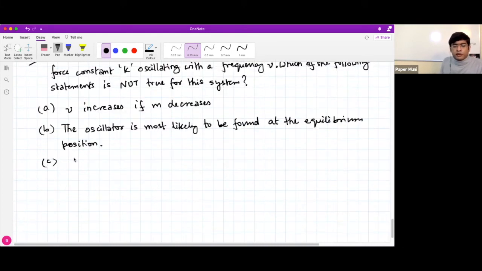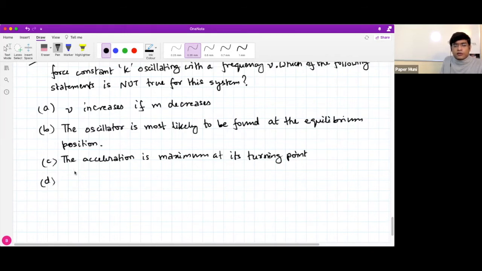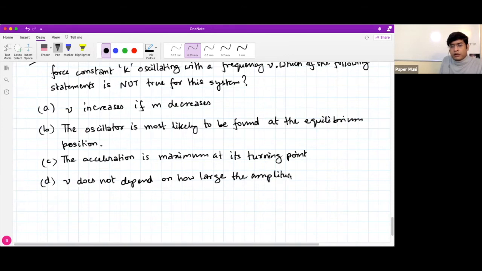And C option is the acceleration is maximum at its turning point. Okay, and D option is the nu does not depend on how large the amplitude of the oscillation is. All right. So there's the question given to you.